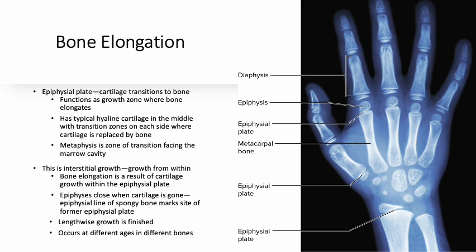The epiphysis closes when the cartilage is gone, okay? And then the epiphyseal line of spongy bone marks the site of the former epiphyseal plate. Lengthwise growth is finished when there is no gap anymore and it's just a line. And this can occur at different ages in different bones.